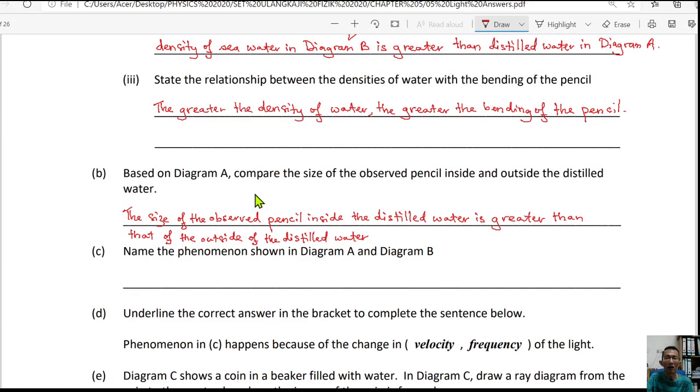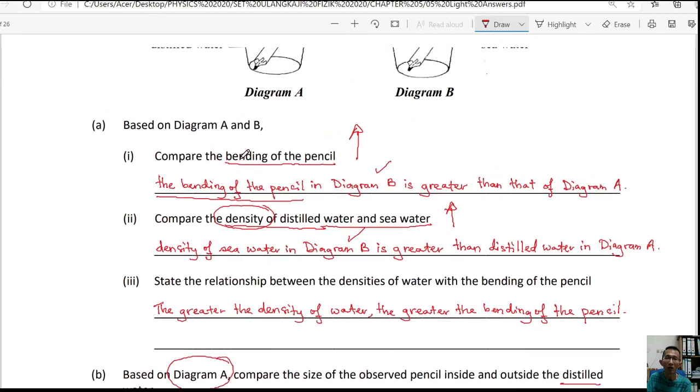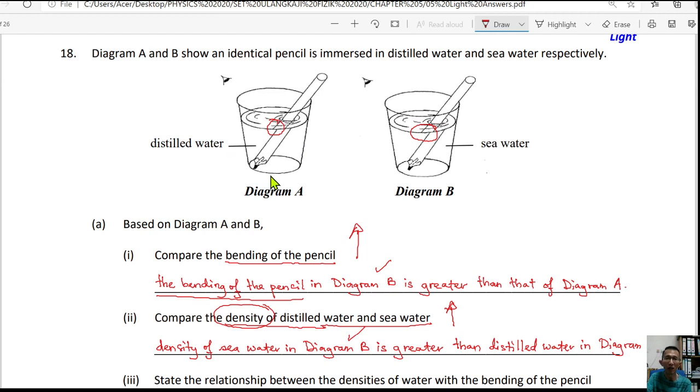Based on diagram A, compare the size of the observed pencil inside and outside the distilled water. So here you are asked to look at distilled water only. So don't look at the other one. Okay, don't look at the seawater. So you are just looking at diagram A. Compare the size. So I can see that inside the water the size is bigger, outside the water the size is smaller.